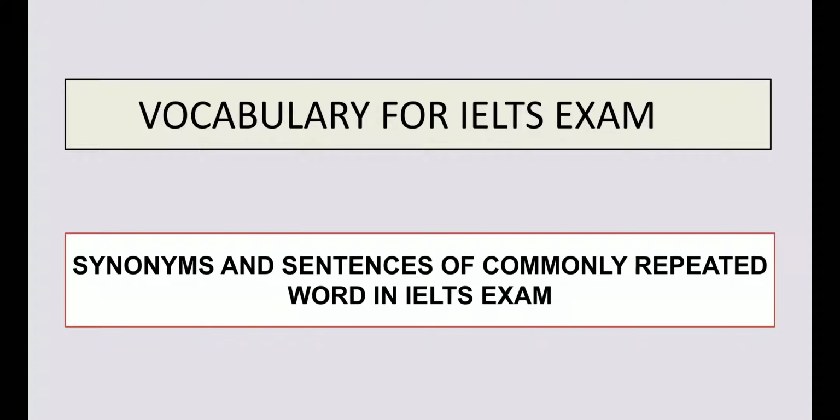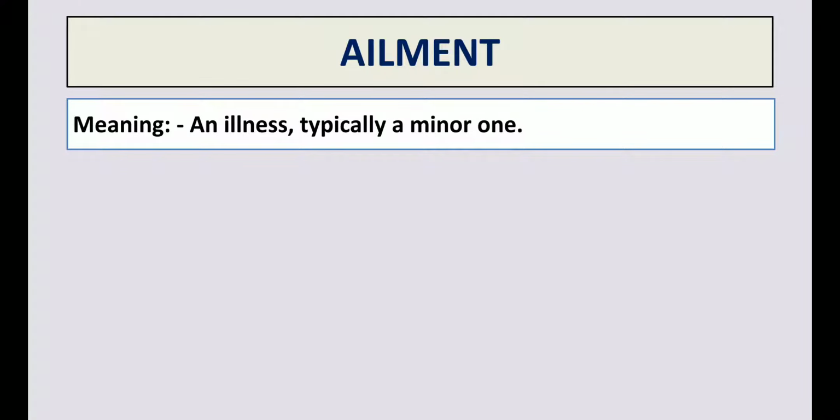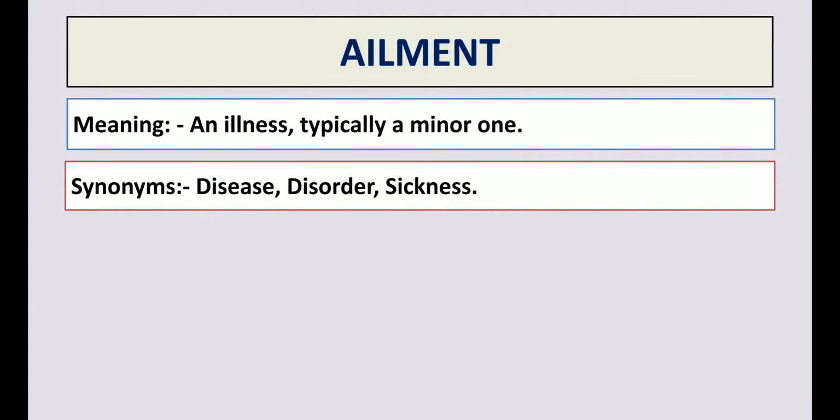Today I am going to explain 10 different words and their synonyms with different examples, which are commonly used in the IELTS exam. The first common word is ailment. The meaning of ailment is an illness, typically a minor one. The synonyms can be disease, disorder, sickness.